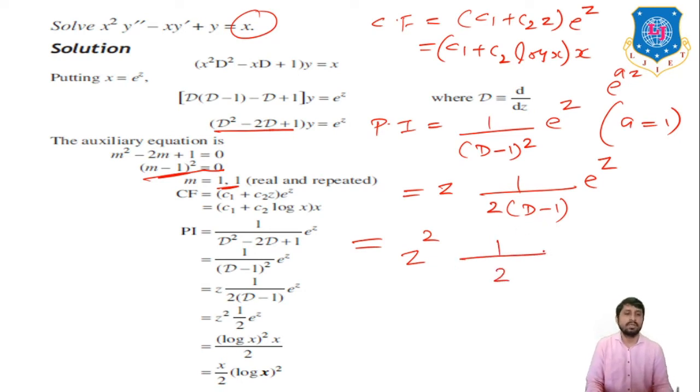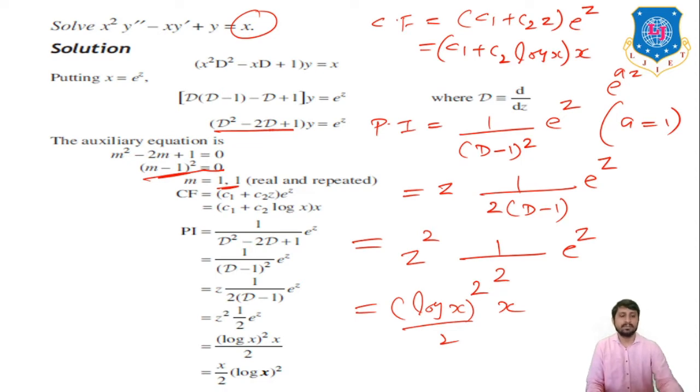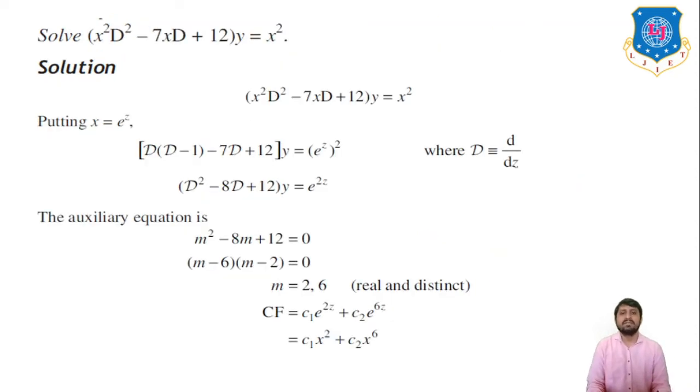So that is 2 and e raised to z. Now, z is what? z is log x. So (log x)² divided by 2, and e raised to z is x. So we get (log x)² divided by 2 into x here. Okay, let's take one more example.